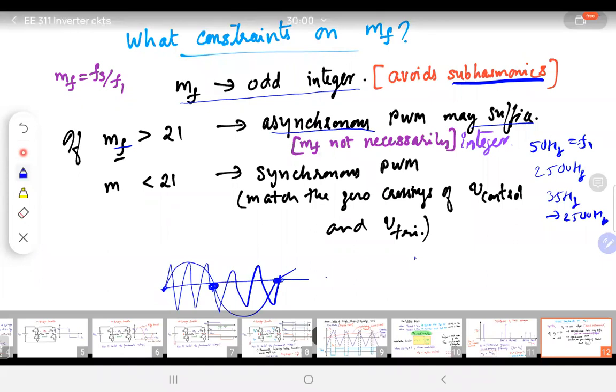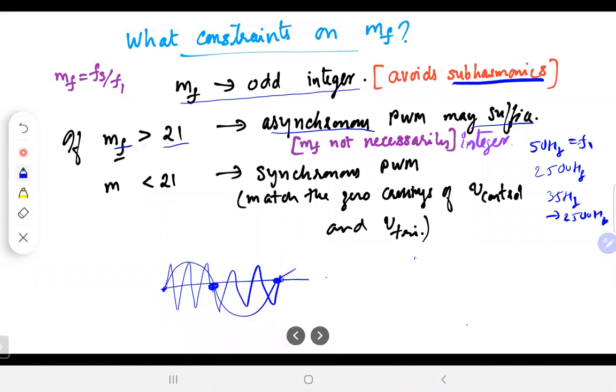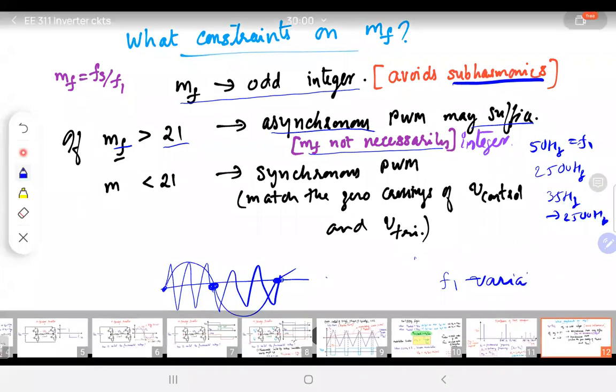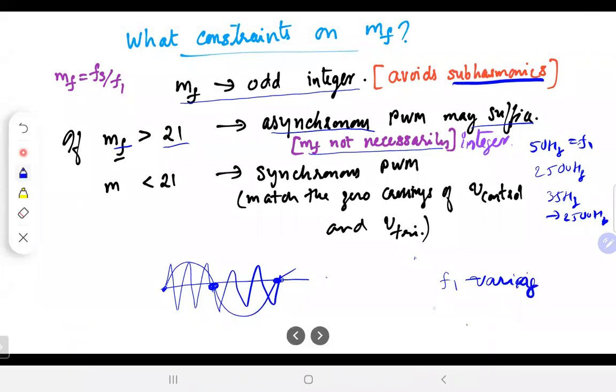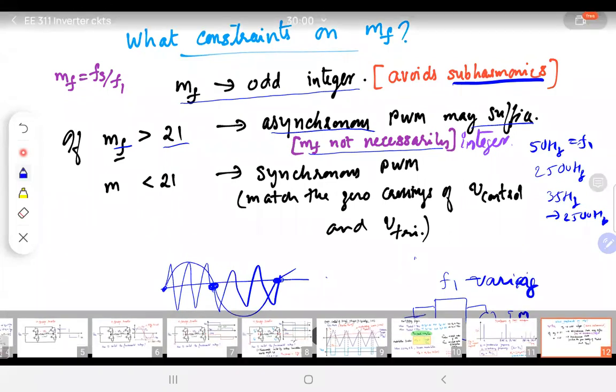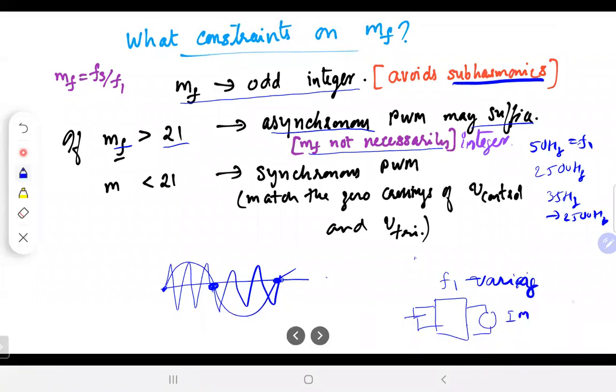So if MF is sufficiently large, at least 21 or above, then we need not keep the MF always an integer. Now this becomes particularly important if you have your F1 varying, which is the case in a motor situation. In a motor control scenario, you might have an induction motor. In an induction motor, we know that the speed can be controlled by changing the fundamental frequency.